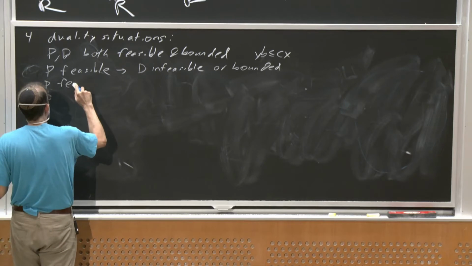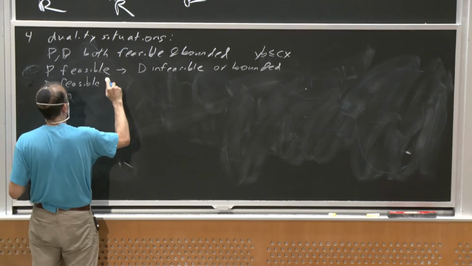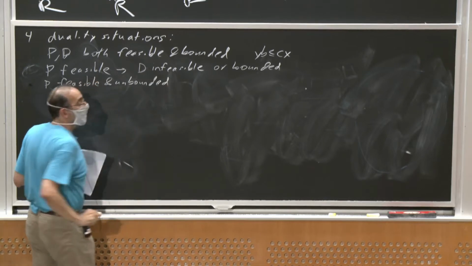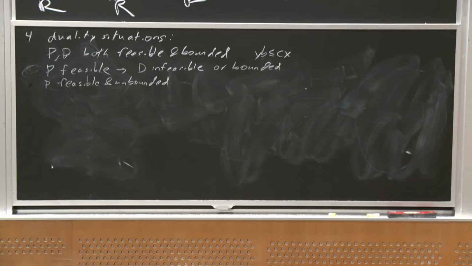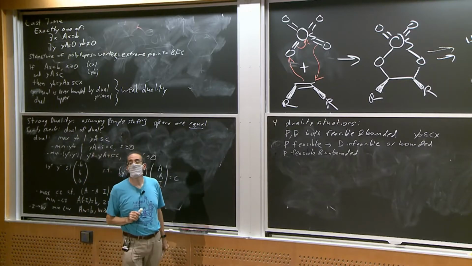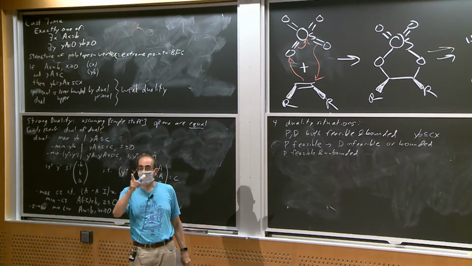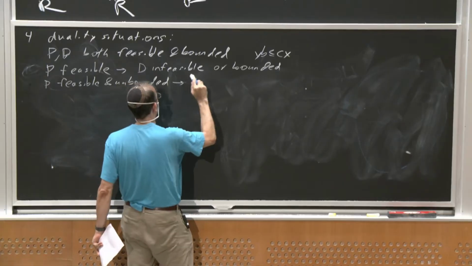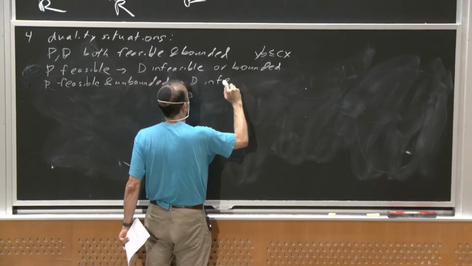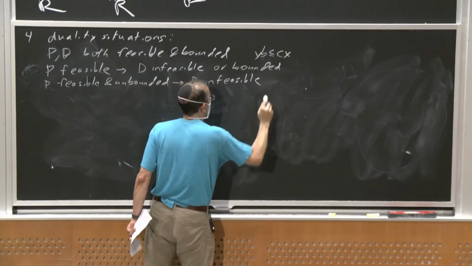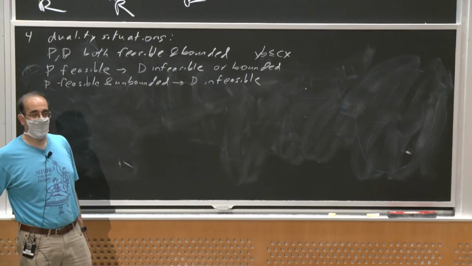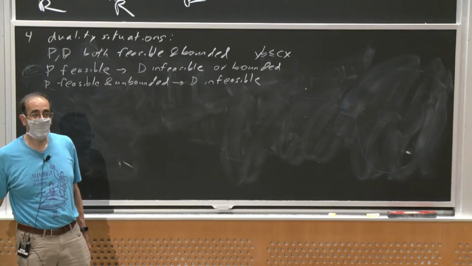If P is feasible and unbounded, what can we say about the dual? Yeah? Then the dual has to be infeasible. Right? Because if the dual were feasible, it would provide a bound on the primal, and so the primal could not be unbounded. Okay?